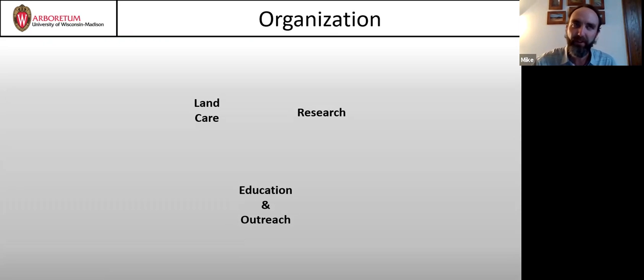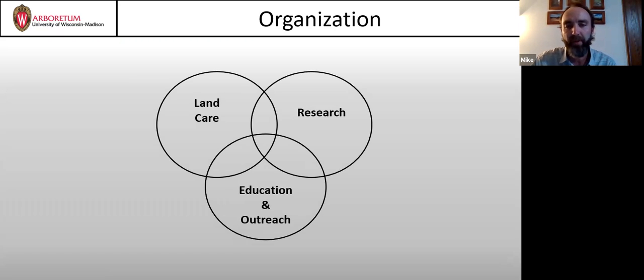So we all have those three separate things that we focus on, but there is a lot of overlap in what we do. This is an education and outreach opportunity for me, so there's some overlap there. The research and Land Care that we do is done in tandem in some cases. So there's a lot of overlap, and I feel like when we're doing all three of those things really well, that's really the heart and the core of the Arboretum and our work.